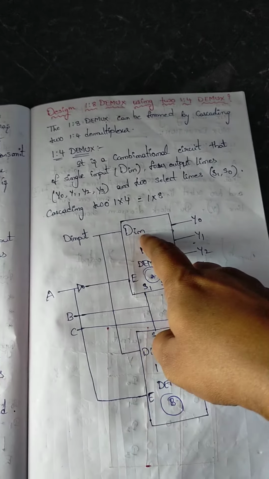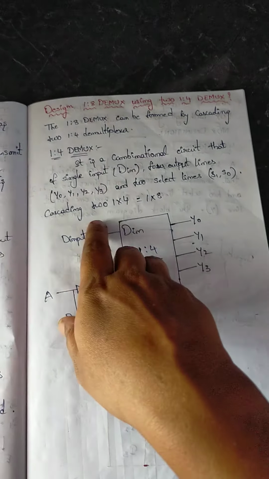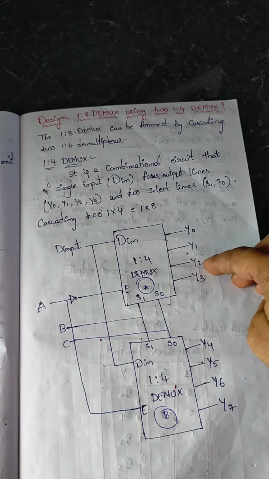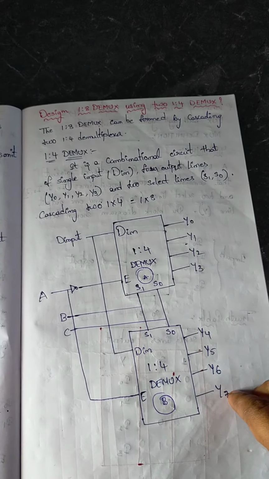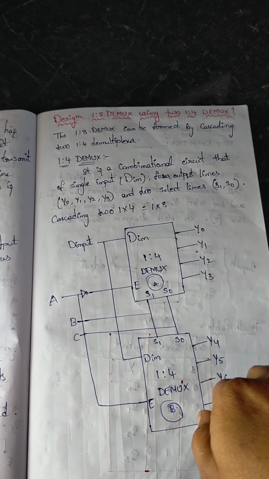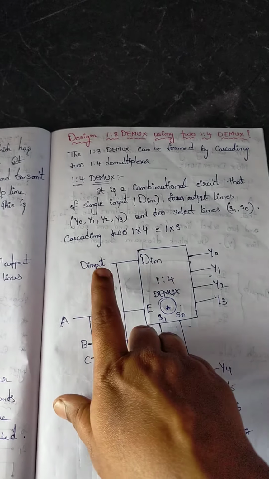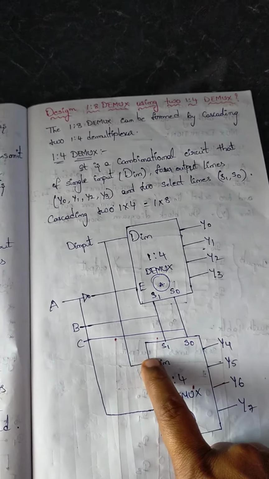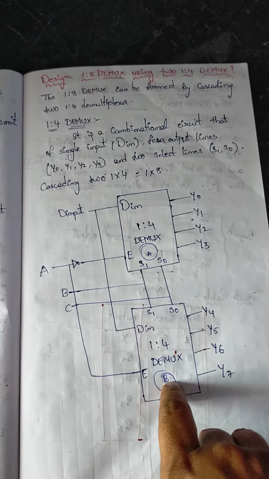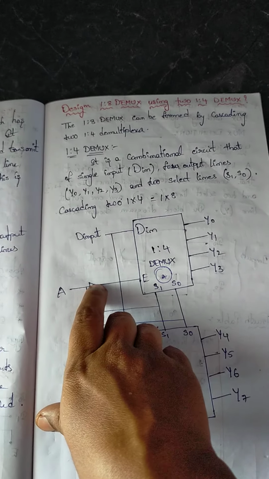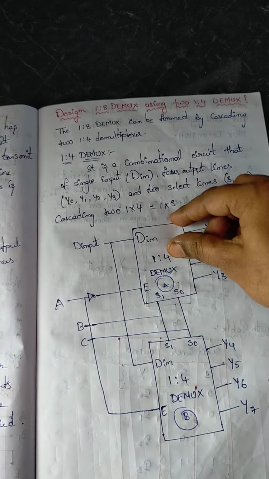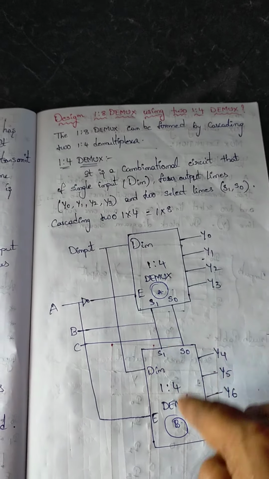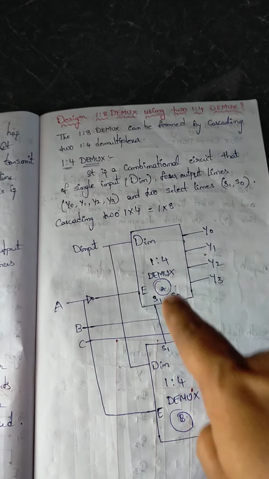Here also this is demux A, this is demux B, and this is the single input, 1 into 4. These are 4 outputs y0 to y3, these are 4 outputs y4 to y7. So for 1 into 8 we have 0 to 7 outputs. This is the single data input line, and it is connected as input to the second demux also. Now I am using an inverter because if one demux is enabled, the second should be disabled.